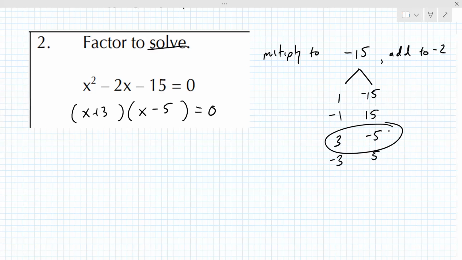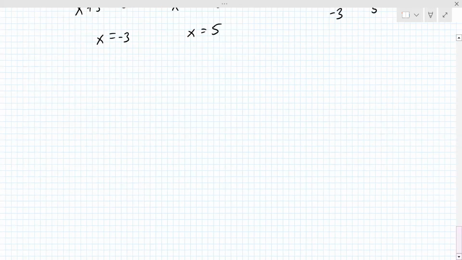Now that's if you're asked to factor. Since we're asking to solve, you have to set each of these equal to 0. Can you tell me what the final answers would be? Would it be x is negative 3 and x is 5? Yes, perfect.